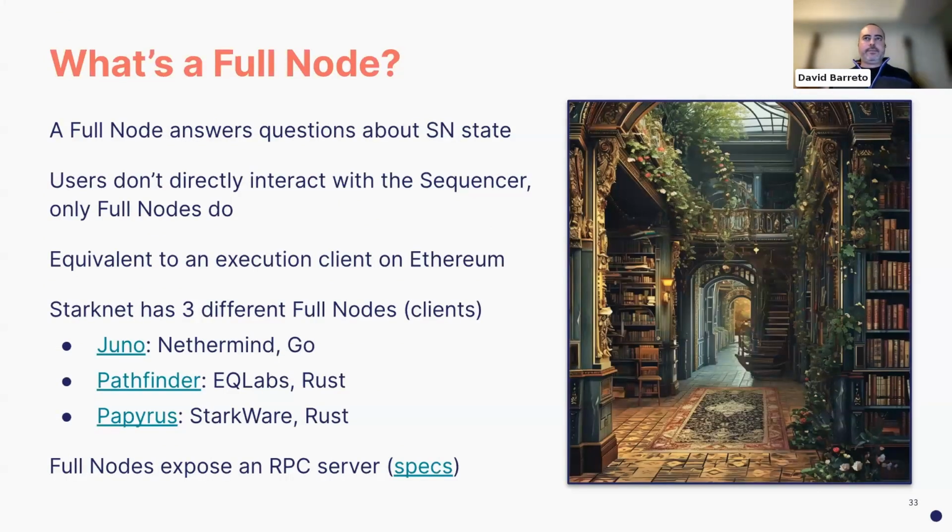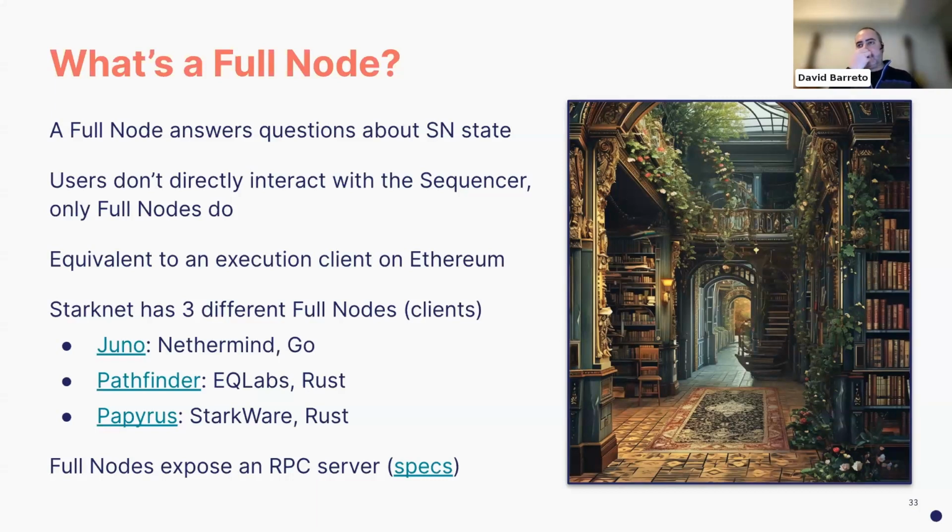So what is a full node? A full node is a way to answer questions about the Starknet state, right? Give me details about a block, details about a transaction, and the like. So users don't directly interact with the sequencer, only full nodes do. And that is something that we changed in the last few months, because up until recently, many tools and apps actually talked directly to the sequencer. And that is a problem because we have a single sequencer.